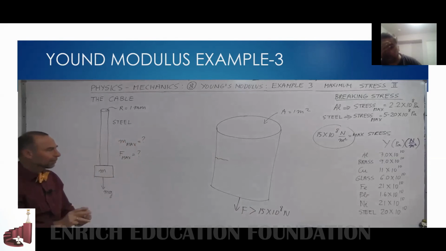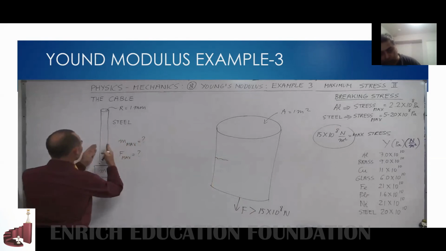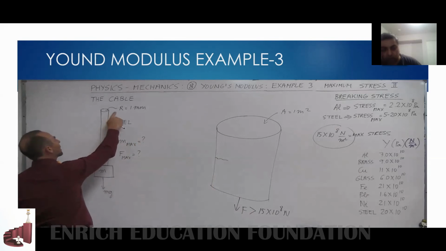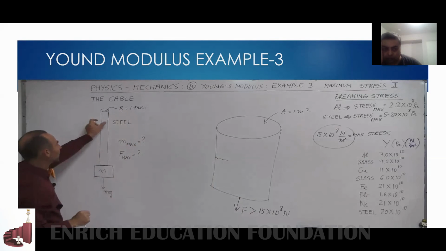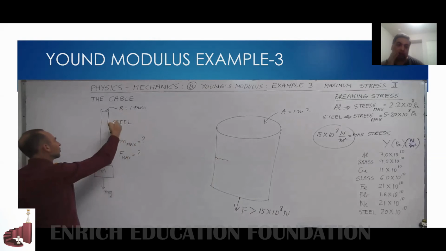Okay, so now typically we don't have big cables like that. We have tiny little cables like this with much smaller radii. Let's say we have a cable here with radius of 1 millimeter. That means a diameter of about 2 millimeters. Let's say it's made out of steel.